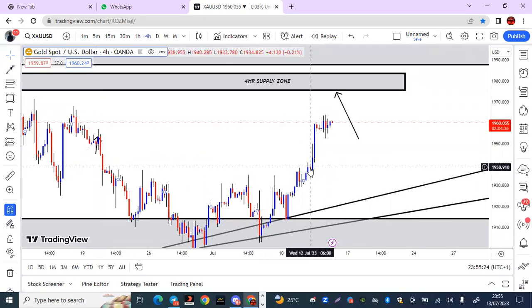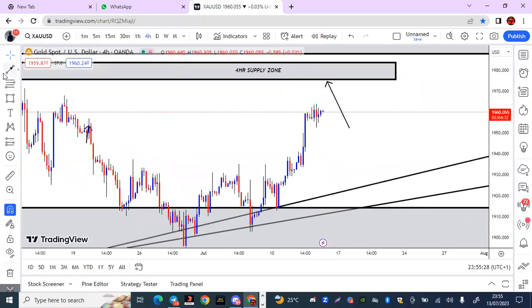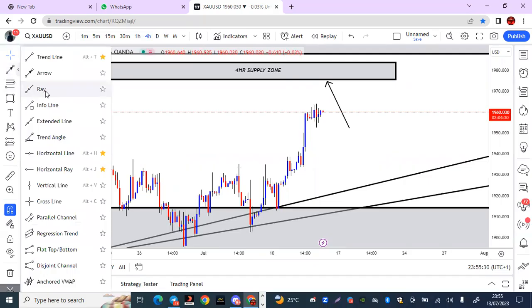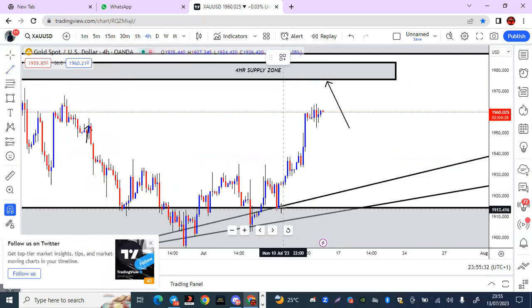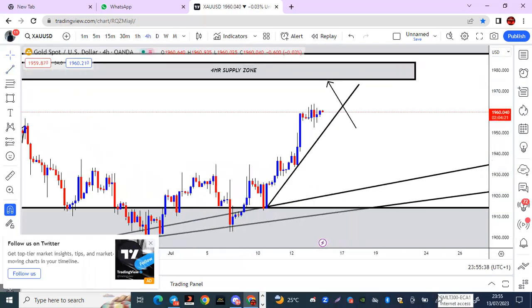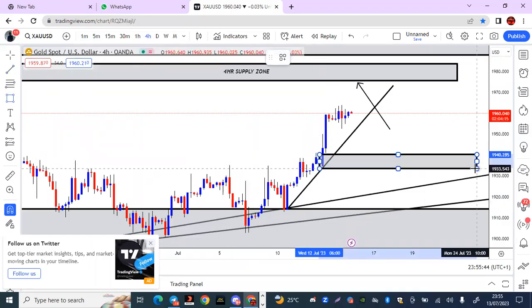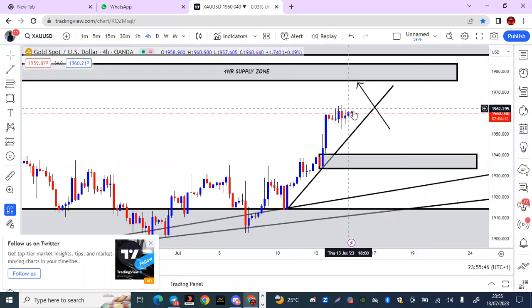So this particular zone took this out. So if I want to do my analysis, maybe I want to sell on the retracement. Let me draw my trend line. I'm looking at the 4-hour time frame now. I'll just mark this out. This is where my expectation is going to be if price is to retrace. So I'm expecting price to retrace here.